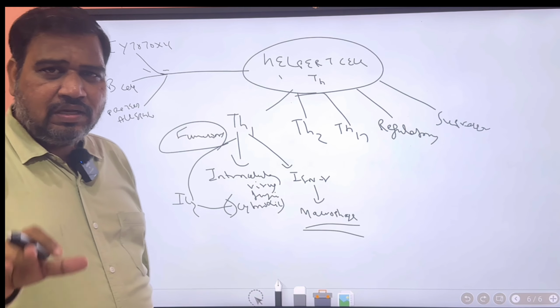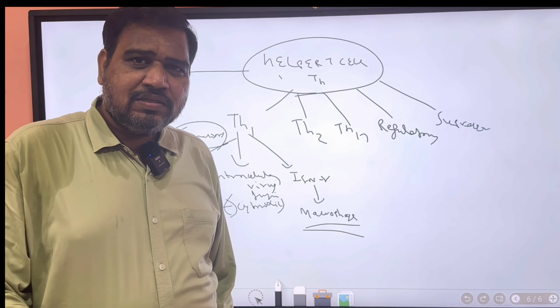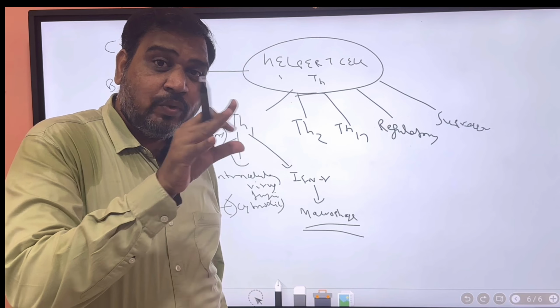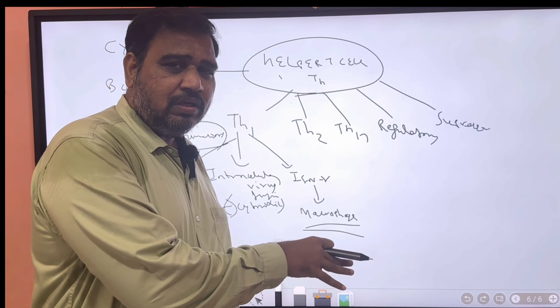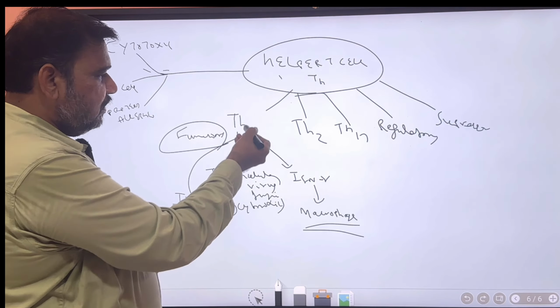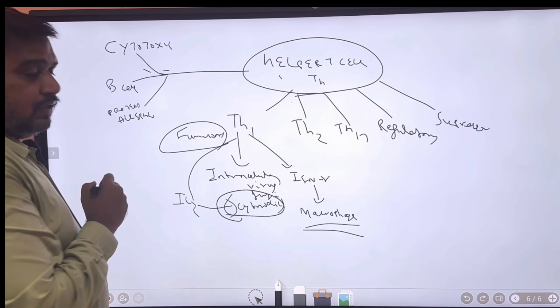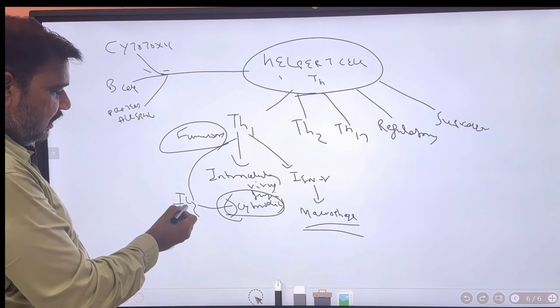We are now discussing cell mediated immunity. So far I discussed types of immunity, and in cell mediated immunity how to differentiate why it is cell mediated immunity, why it is humoral immunity. Th1 is a type of helper T cell which is helping the cytotoxic T cells by secreting interleukin 2. Note it down.